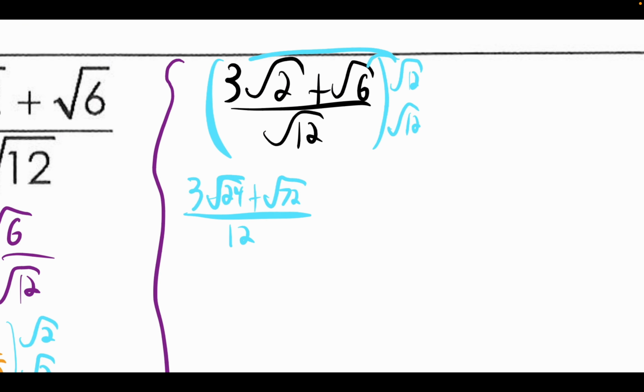3 times the square root of 24 simplifies into 3 times the square root of 4 times the square root of 6. And the square root of 72 simplifies into the square root of 36 times the square root of 2.